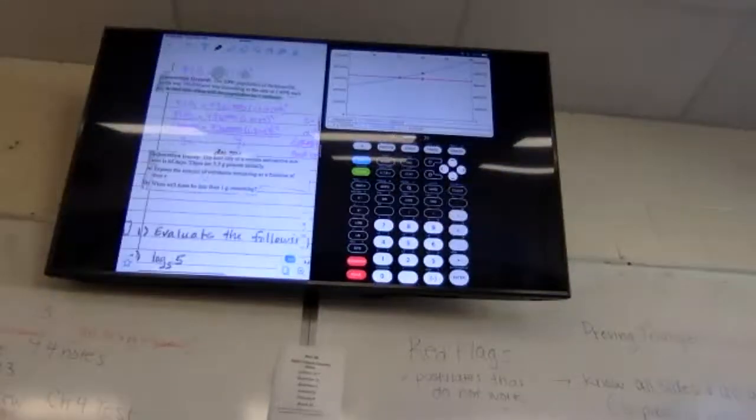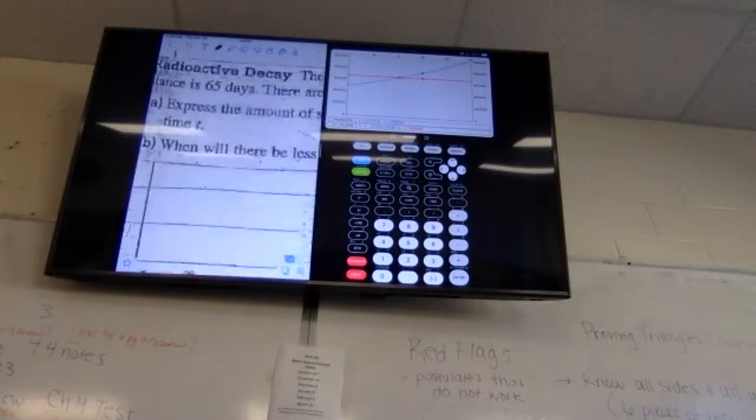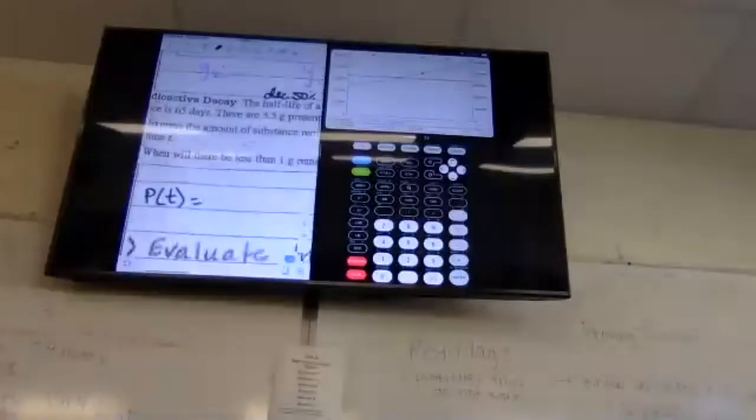The half-life of a certain radioactive substance is 65 days. So every 65 days, we lose half of what we had. And there are 3.5 grams present initially. Letter A says express the amount of substance remaining as a function of time t. That just means write an equation. So we're going to write an equation. We're going to use our P of t formula like we did before. What's my initial amount? How much did we start with?